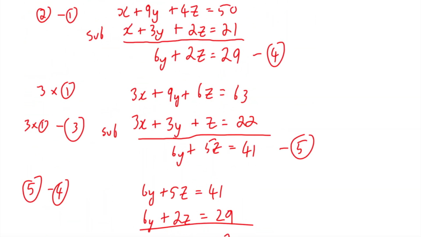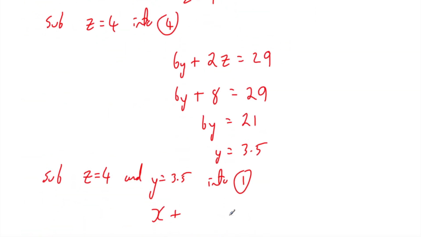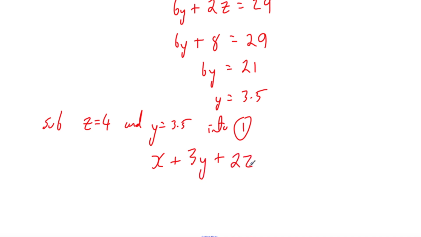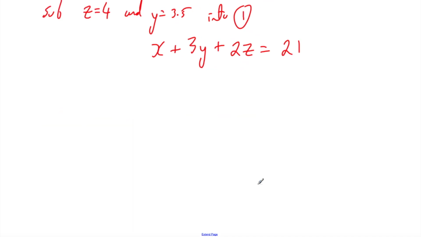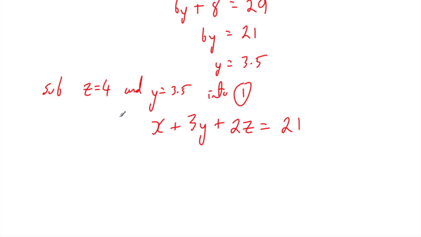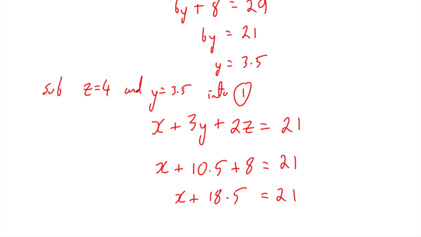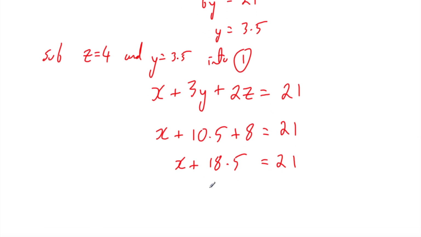So let's write equation 1 down again. That was x plus 3y plus 2z equals 21. We now need to substitute this in. So x, which is what we're trying to find, plus 3y, so 3 times 3.5 is 10.5, plus 2z, well, 2 times 4 is 8, and that equals 21. Now if we work this out, x plus 10.5 plus 8, which is 18.5, is equal to 21. Then if we take away 18.5 from both sides of the equation, we get that x is equal to 2.5, or £2.50.